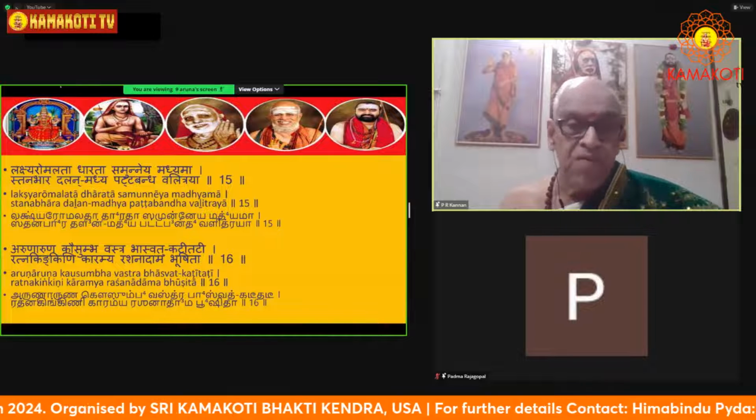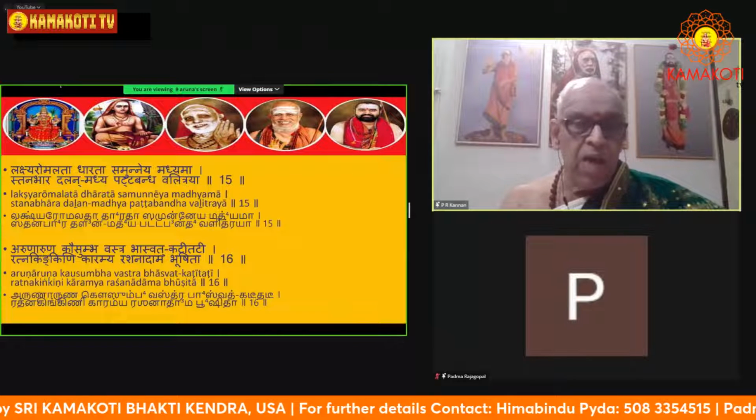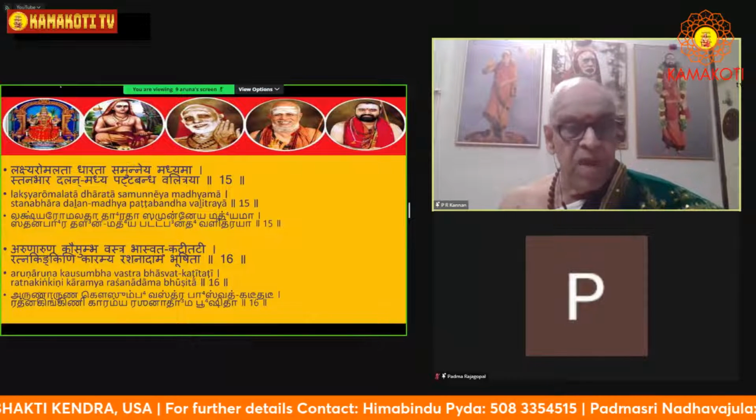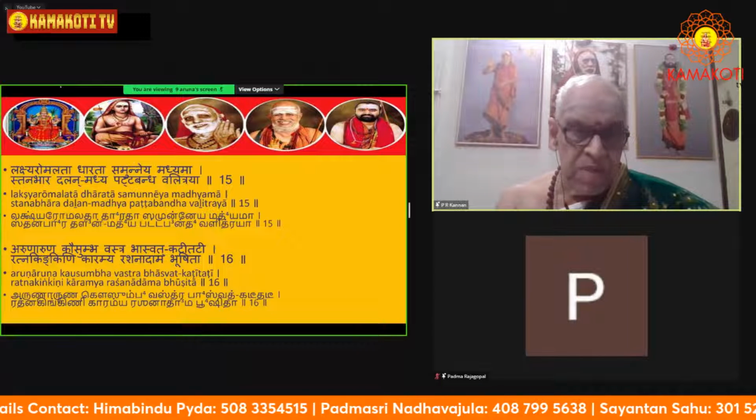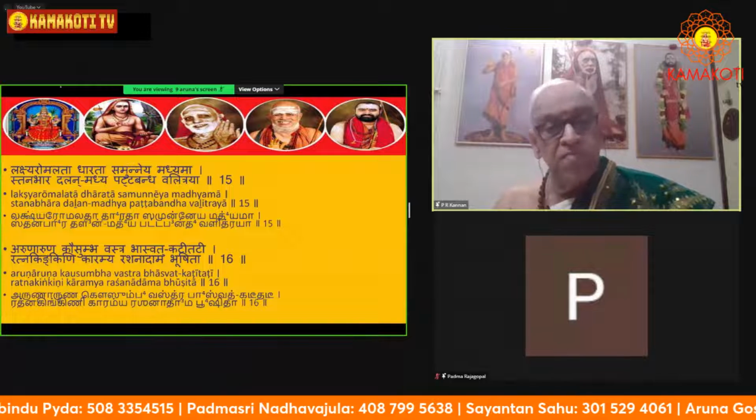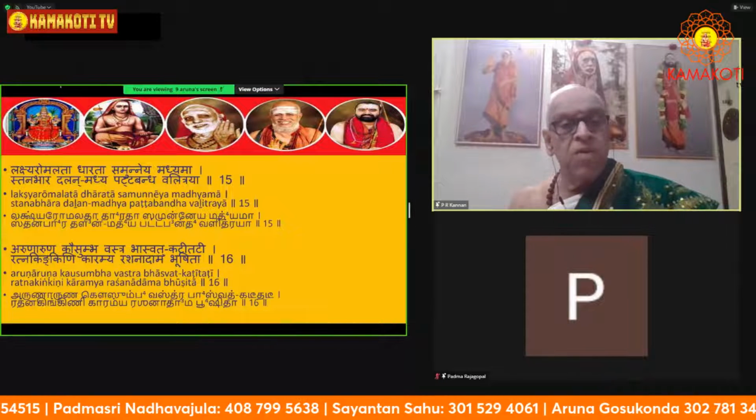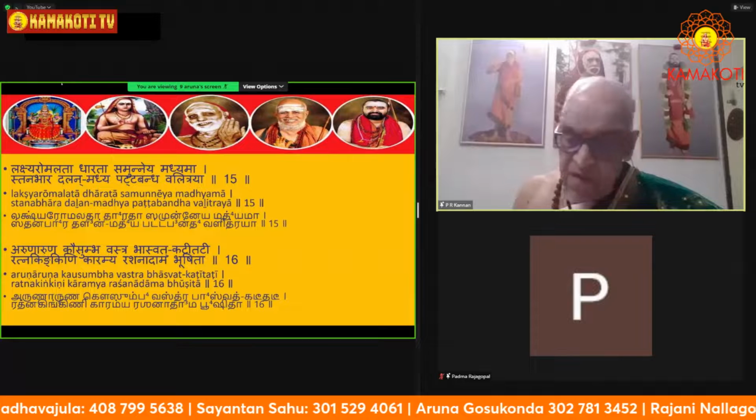Stanabharadalan madhya pattabandha valitraya. Now this waist is so tiny, how can it carry the weight of the heavy bosom? So it starts collapsing. Dalan means it starts collapsing. Now to prevent the waist from collapsing, pattabandha valitraya.